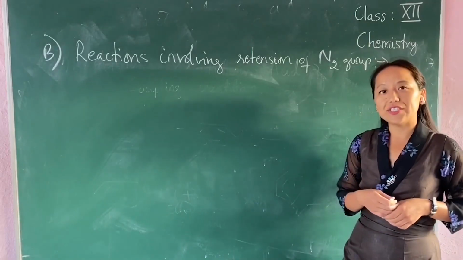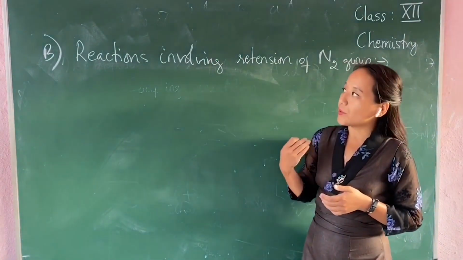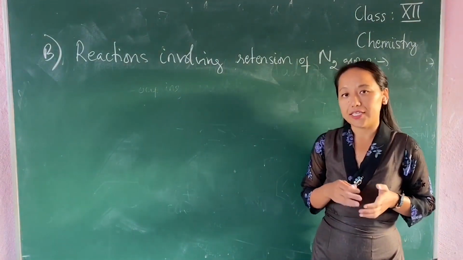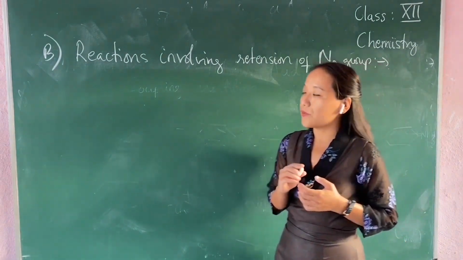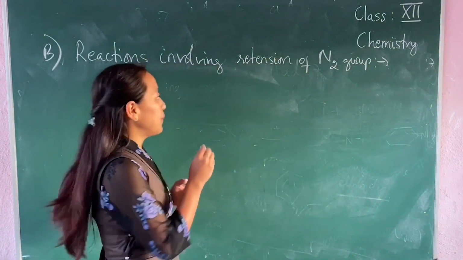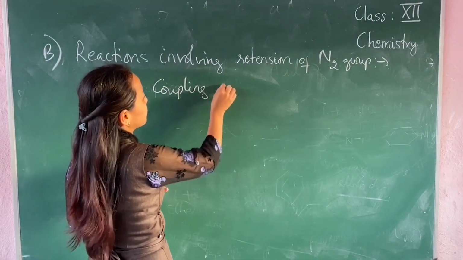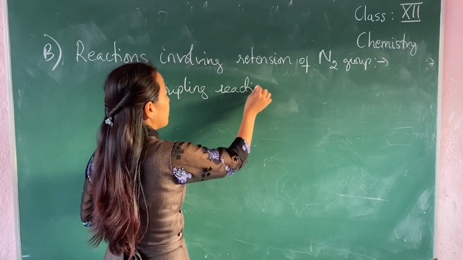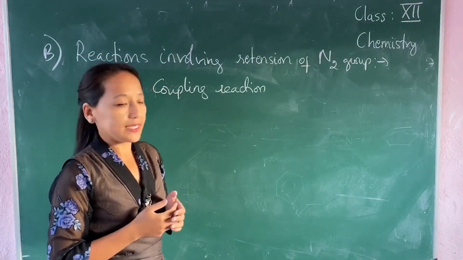Okay, so we just finished reactions involving replacement of N2 group. Now the next type of chemical reactions is reactions involving retention of N2 group. Now this type of reaction is also called a coupling reaction. So the compounds formed in this reaction are used as dyes.